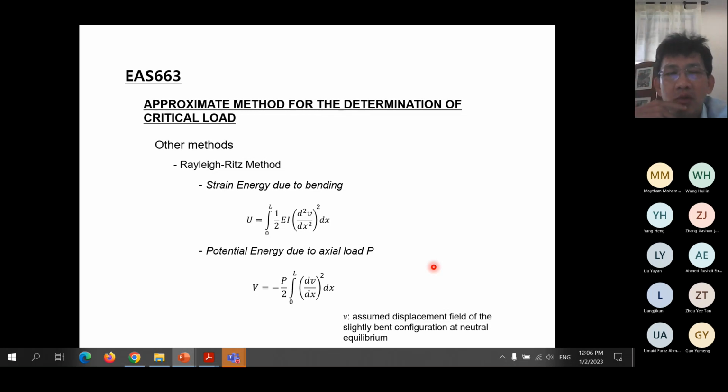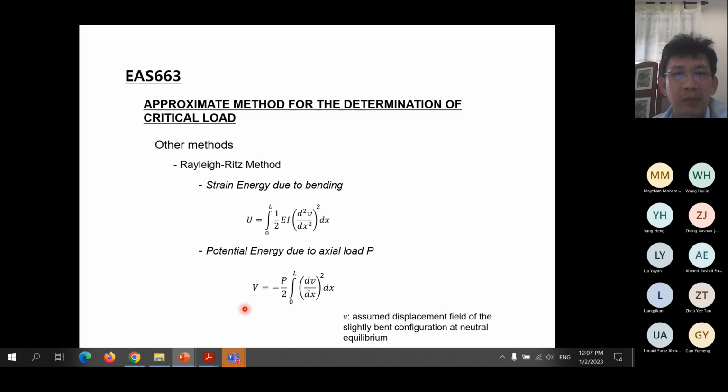In the problems that we want to solve using Rayleigh Ritz method, the load which is acting on the member is the axial load. And then we have to find the potential energy due to axial load, which is given by these equations. V negative, so always potential energy, there's a negative P over 2, integration 0 to L, dV dx squared. And V here is the assumed displacement field of the slightly bent configuration at neutral equilibrium. Okay. Now this one we already have seen how we get this.